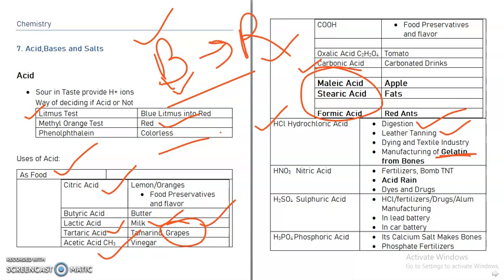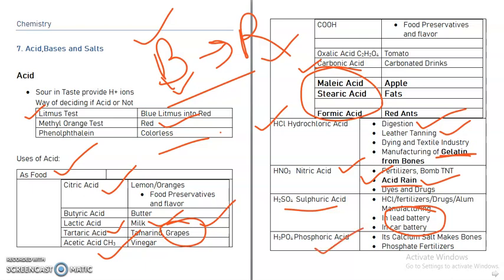Then nitric acid, HNO3, most important in acid rain. Acid rain contains nitric acid. The first rain of the year contains nitric acid. It is acidic in nature, that's why it harms buildings and the human body also. Nitric acid is also found in TNT bombs and fertilizers. Then sulfuric acid is used in batteries, lead batteries, car batteries. Other common uses are fertilizers, drugs, HCl, and alum manufacturing.